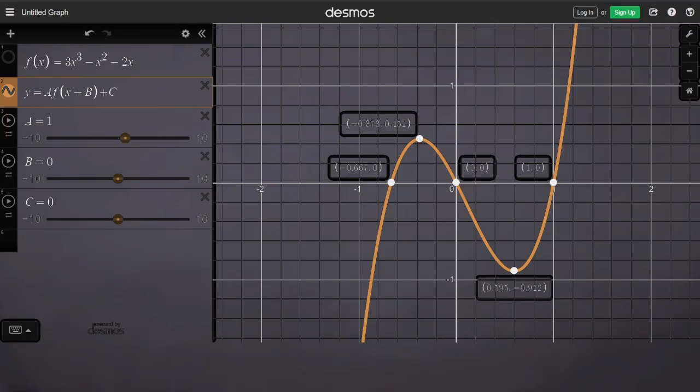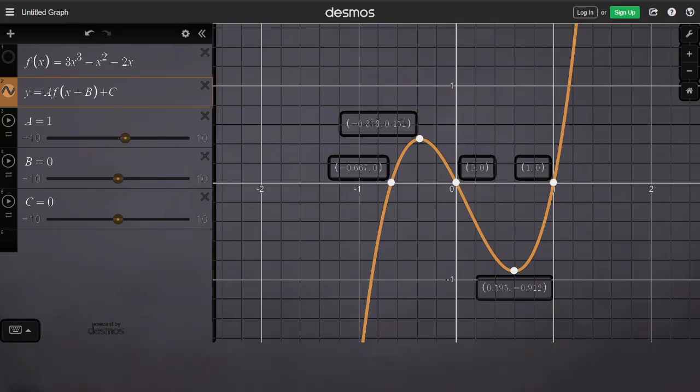Finding these values is nice, but what you'll notice is that most of them are horrible, ugly decimal approximations. Right? That maximum occurs at negative 0.373, 0.451. That is a hideous number if ever I've seen one.